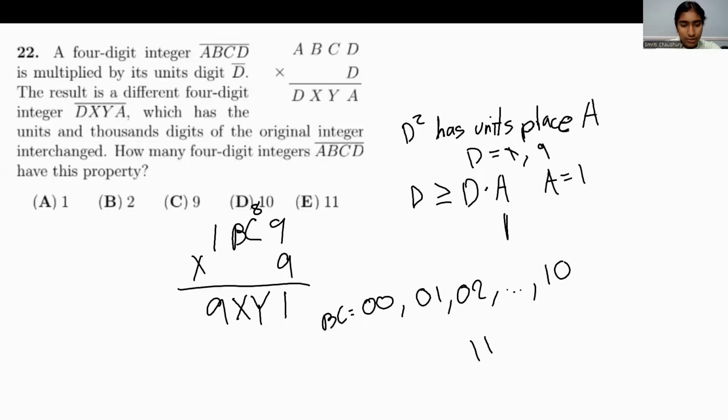So there'd be a carryover, which means there's another carryover for b, making our product a 5-digit integer. So here we can only have 00, 01, 02, and so on, up till 10, which is 11 numbers. So there are 11 different integers possible that fit this criteria. So our answer is E.